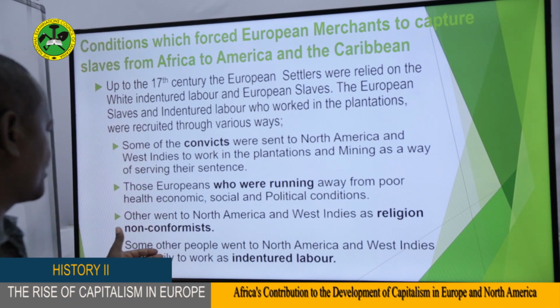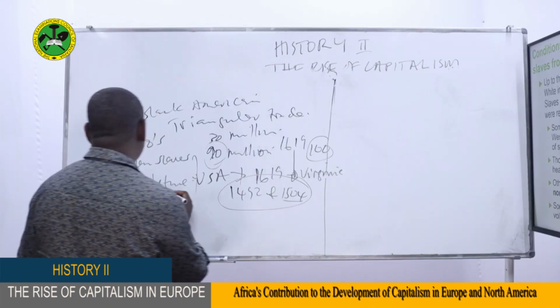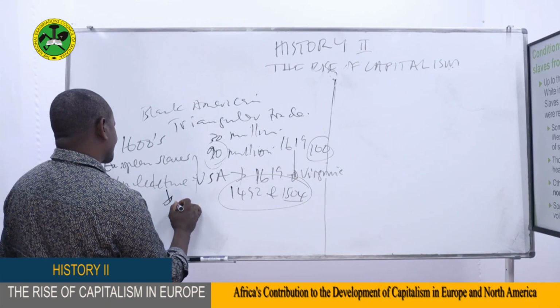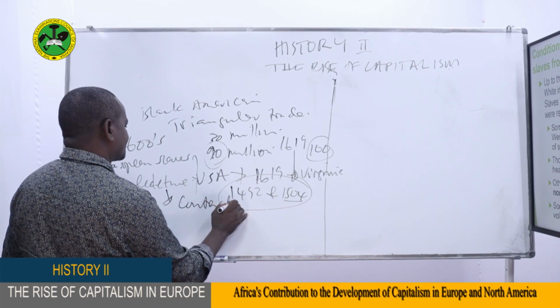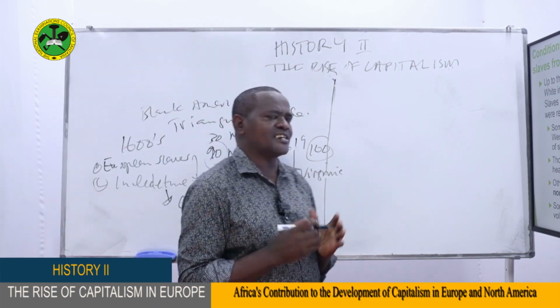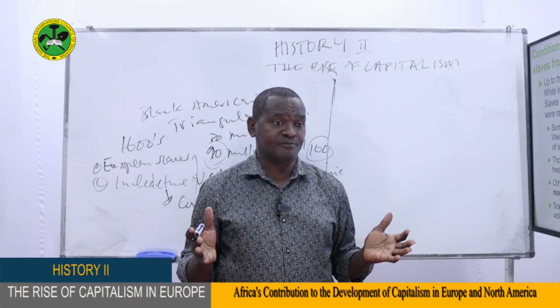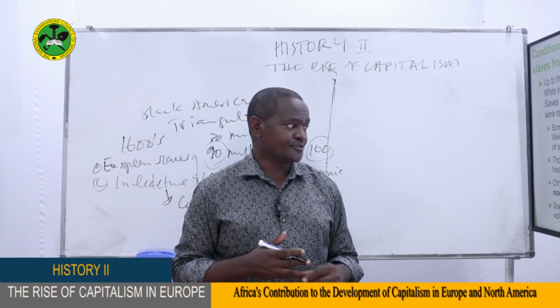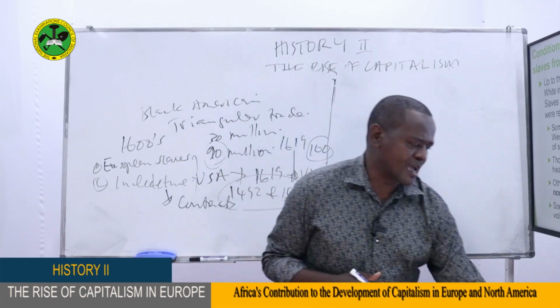Another group are those people who went to America to work as indentured labor. Indentured labor, these are the people who work on contract. After the end of their contract, they demanded some payment, and they were paid either in land or money. So this is the way they used to recruit people to go to work in their plantations before the arrival of the black people.